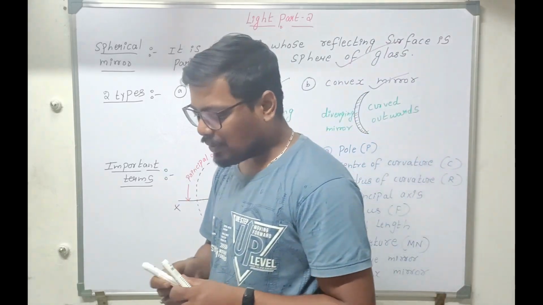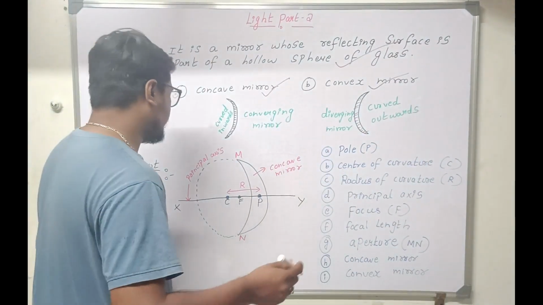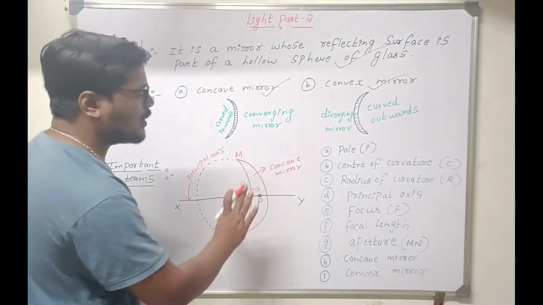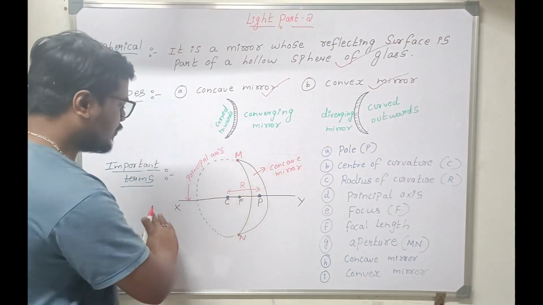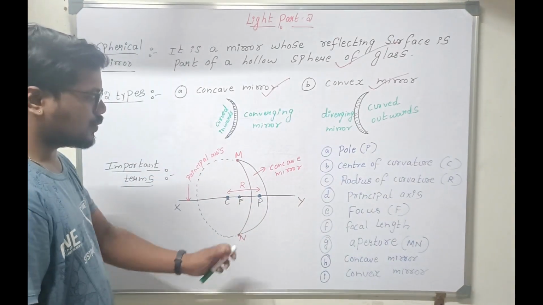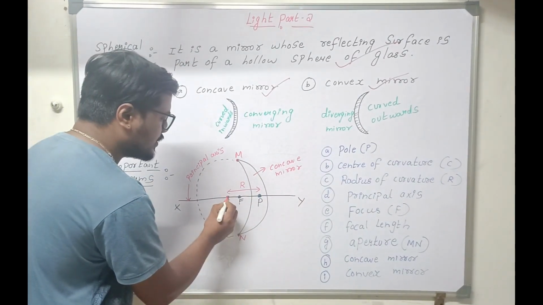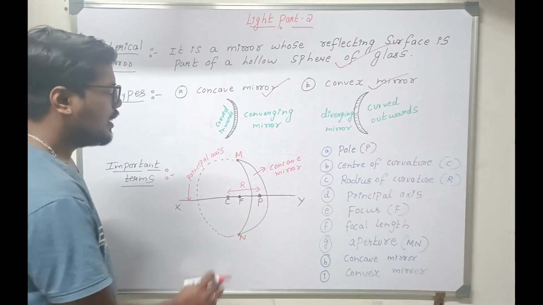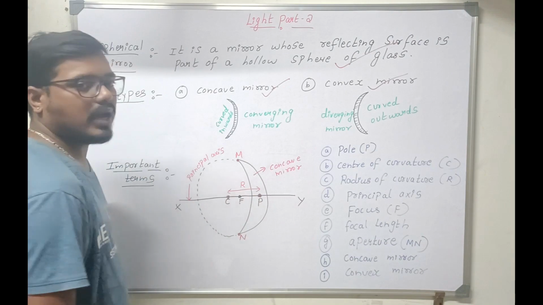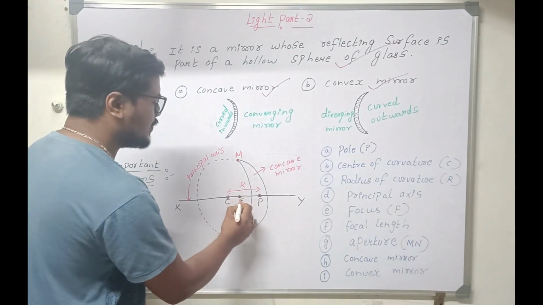Now let us learn the terminologies in it. So, important terms. First, I have drawn a concave mirror. Its endpoints are given as M and N. I have drawn one imaginary line passing through the center. I have represented the center with C. From the center to here I have represented with P, and that distance I have represented with R. Then between that I have represented F.